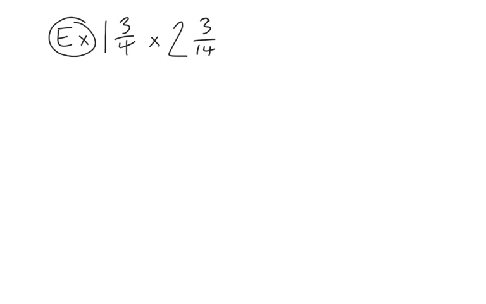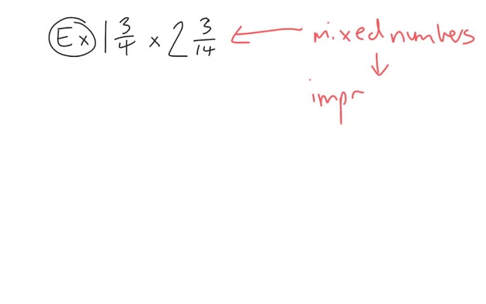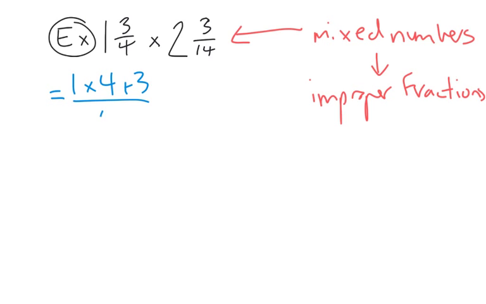We're going to do one more question together. We have 1 and 3 over 4 times 2 and 3 over 14. Right off the bat, you should notice that these are both mixed numbers. So we would like to convert these into improper fractions as they're easier to work with. So let's go ahead and do that. Here we have 1 times 4 plus 3 over 4, and then you have 2 times 14 plus 3 over 14. So again, we're going to use our BEDMAS.